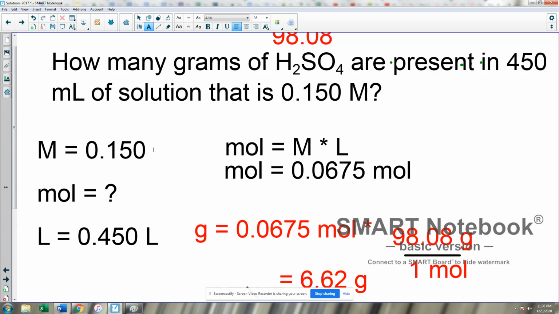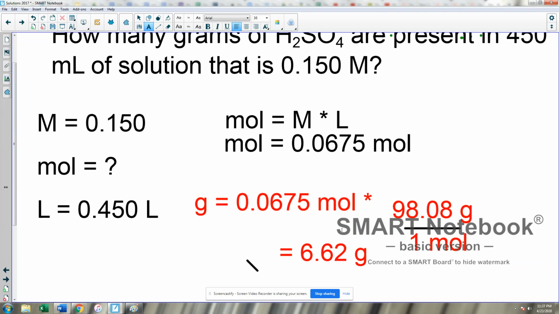So in this case, I took the molarity and liters and worked my way backwards to find a number of moles, and then took that to a number of grams using the molar mass.